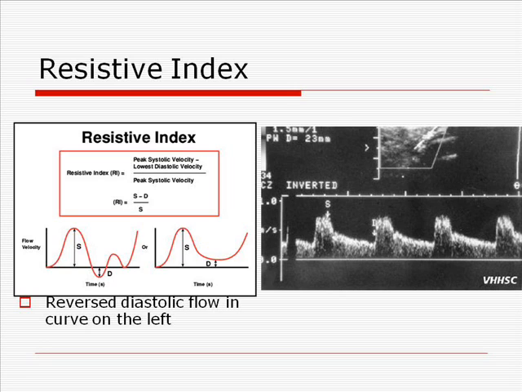In general, an RI greater than 0.9 is abnormal. Also, you can use serial resistive index measurements in conjunction with clinical and lab findings to monitor the transplant and decide for or against a biopsy. And a resistive index less than 0.7 is considered normal, although that's not always the case.